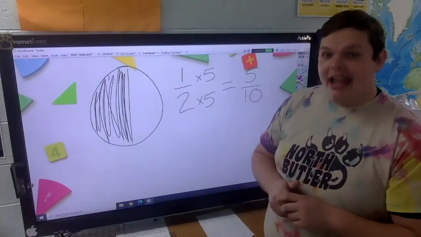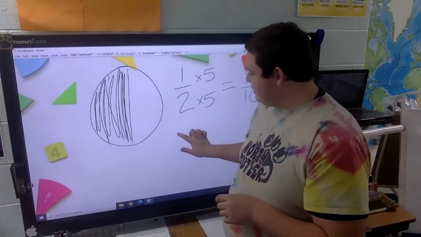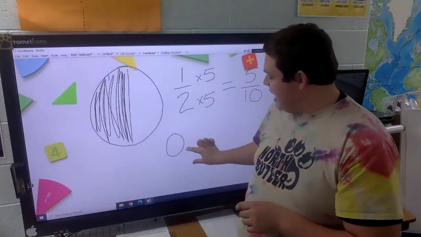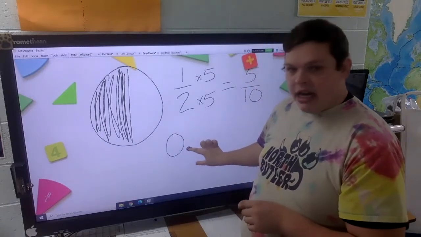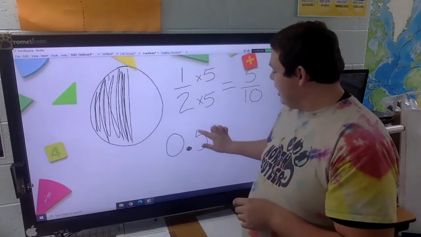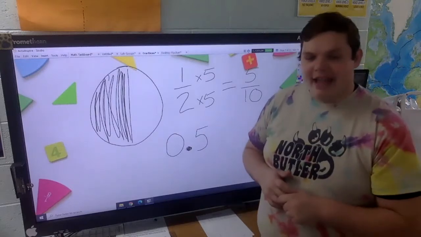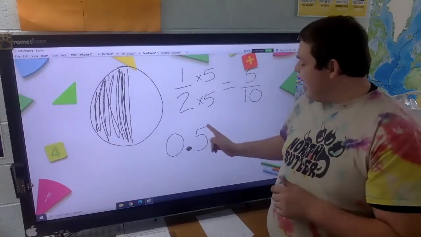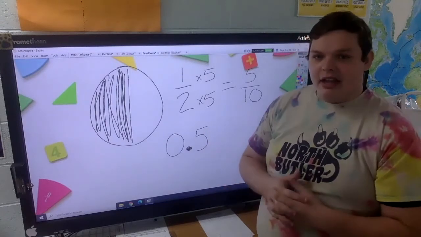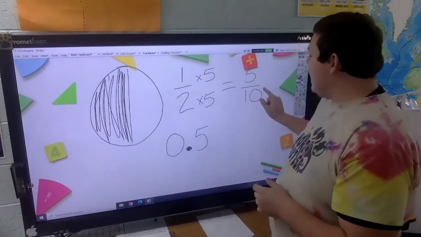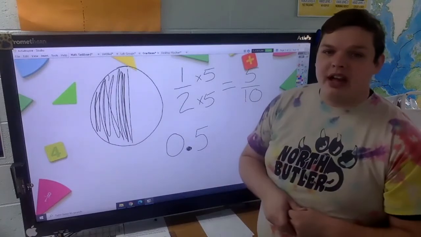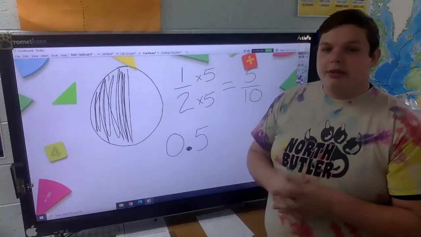5/10 as a decimal would look like this. We have 0 wholes, gotta have that decimal point in there. 5/10. Okay? 5/10. That's it. You gotta make sure that you have your fraction with a denominator of 10 to be able to add into that.